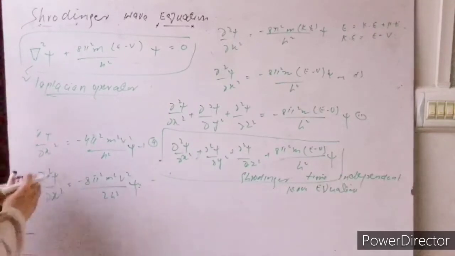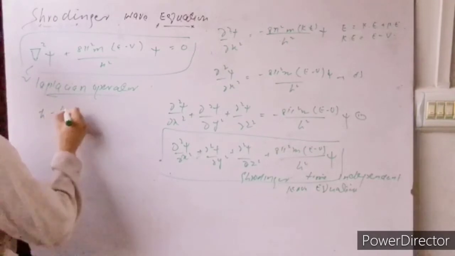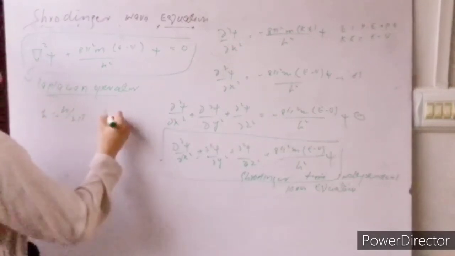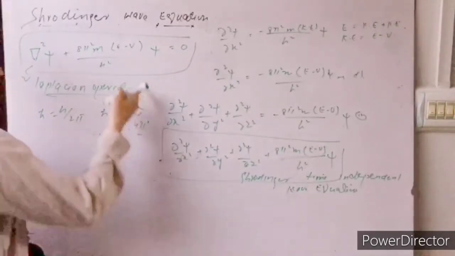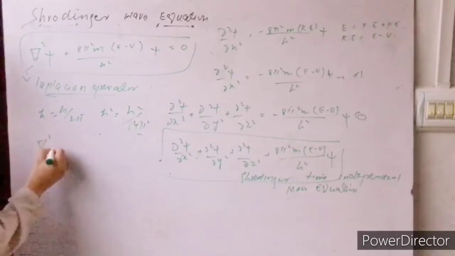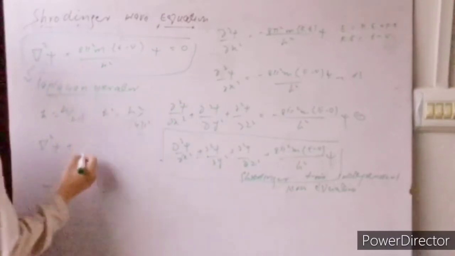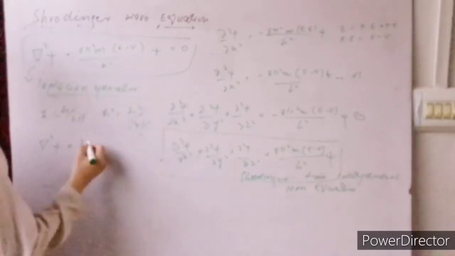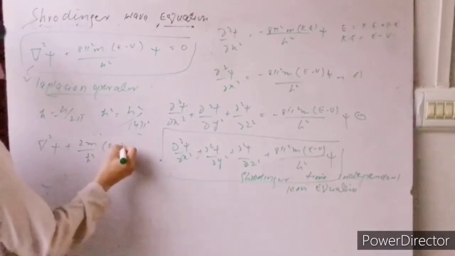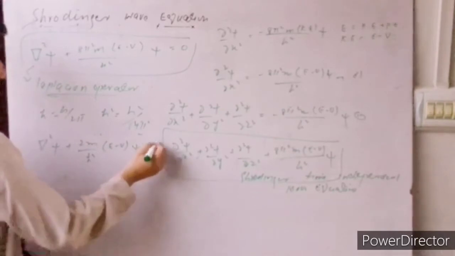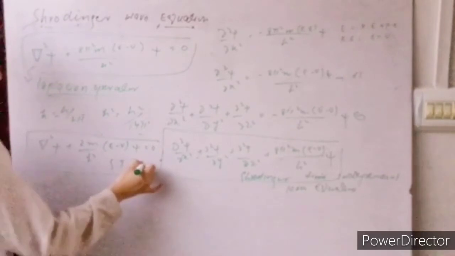We can also write this equation in terms of h cut, where h cut equals h divided by 2 pi. If we square h cut, this will give us h square divided by 4 pi square. Now to compare this equation with this, we get del square psi plus 4 into 2 is equal to 8, then 2 pi square cancel, we get 2m divided by h cut square into E minus V into psi is equal to 0. This is the final equation of the Schrodinger time independent wave equation.